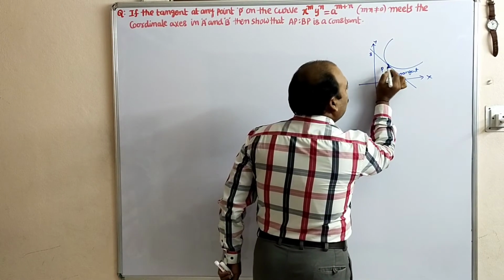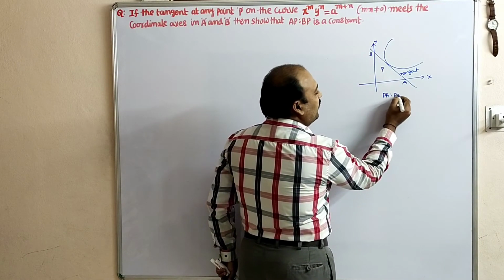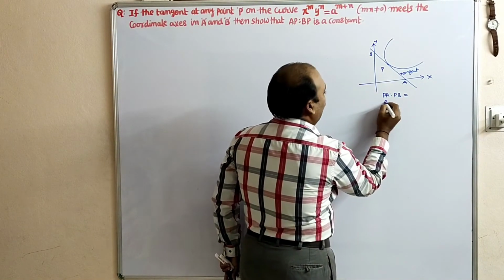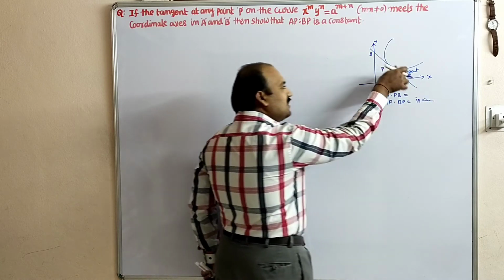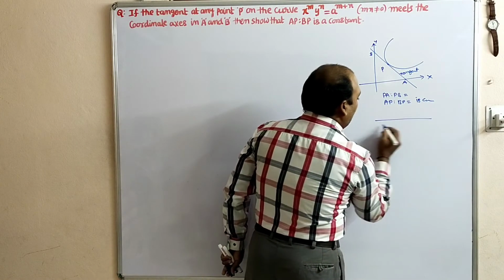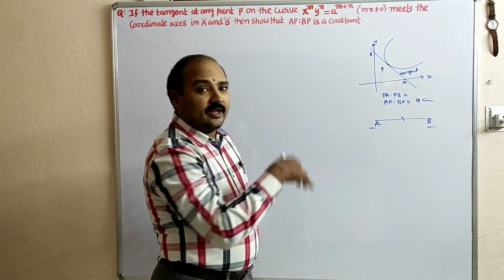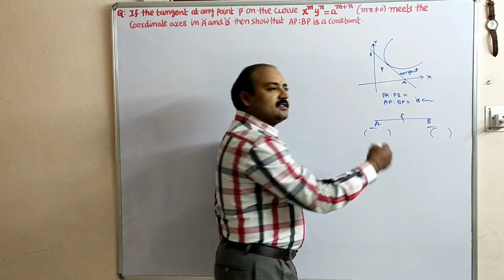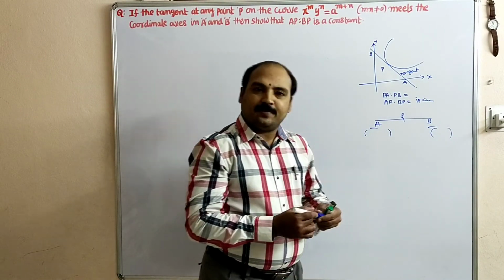Then you have to show that PA is to PB is a constant ratio. According to convenience, you can take AP is to BP is a constant. That means you can prove this ratio as a constant. Here, you take point A, point B, after getting the equation of tangent. This point is P, and P divides AB in a ratio. We know that. This is the procedure. I will explain step by step.